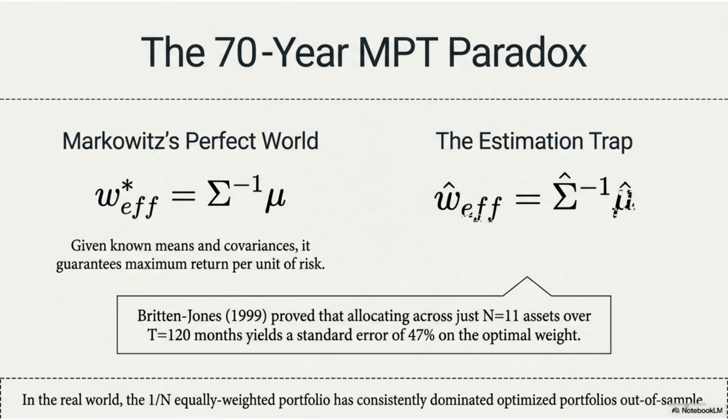Yes, the optimizer is practically guessing at that point. Oh, wow. The historical data just isn't deep enough to smooth out the anomalies of those 11 interacting markets. I mean, a 47% margin of error means the model is functionally useless.